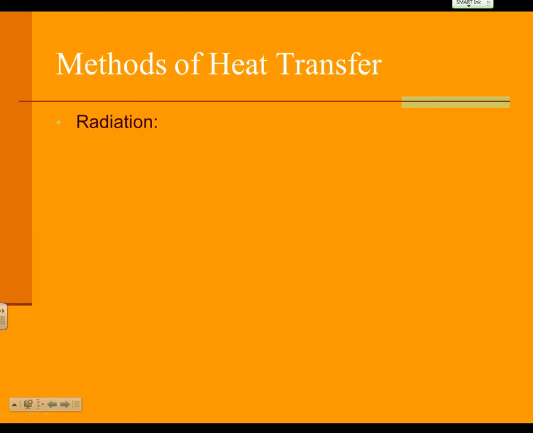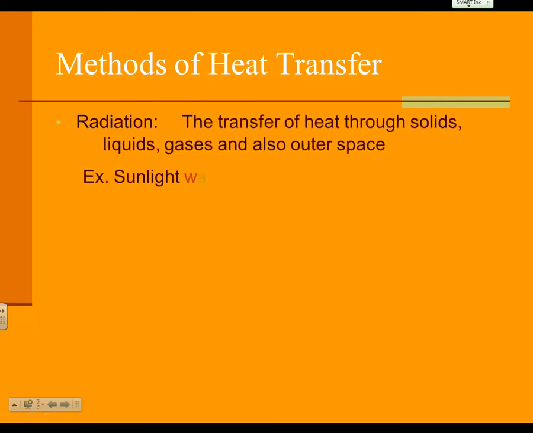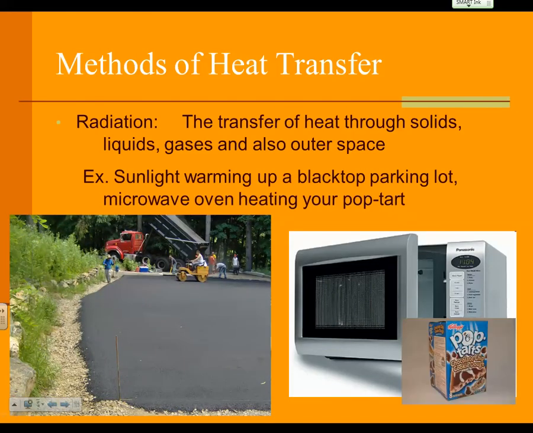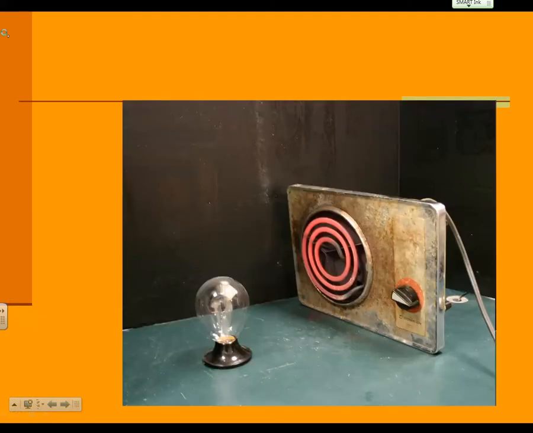All right, the last method of heat transfer, radiation. This method occurs through solids, liquids, gases, and also the vacuum of outer space. Good example here, we've got sunlight warming up the blacktop parking lot. That's radiation. Or heating up your Pop-Tart in the microwave oven. That's also radiation, using microwaves.